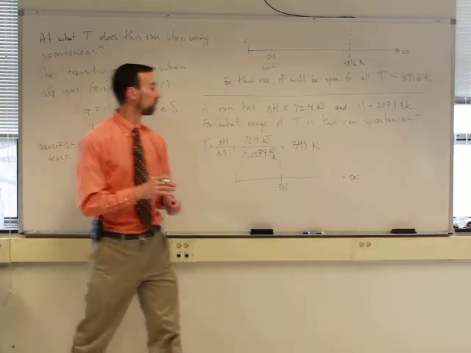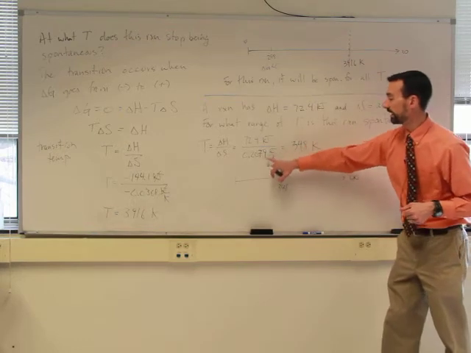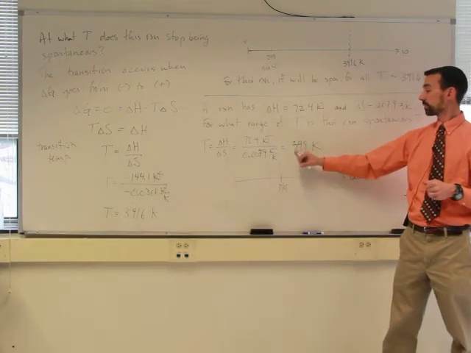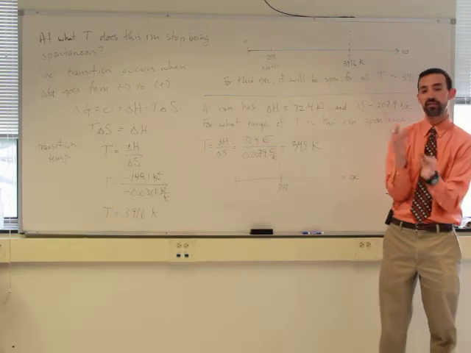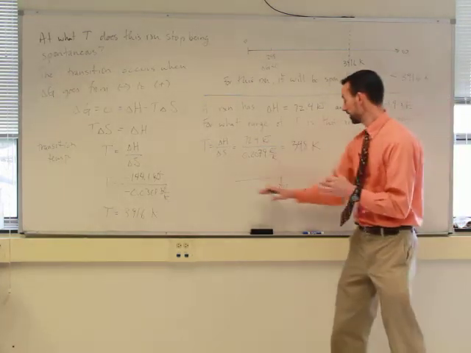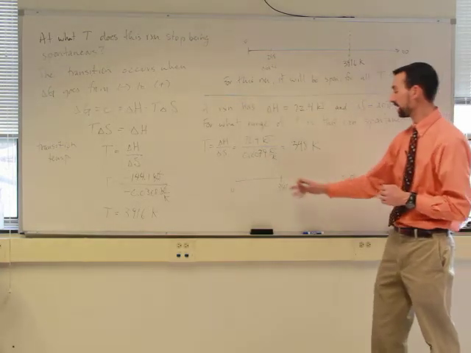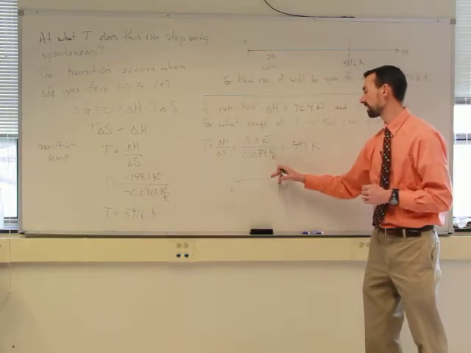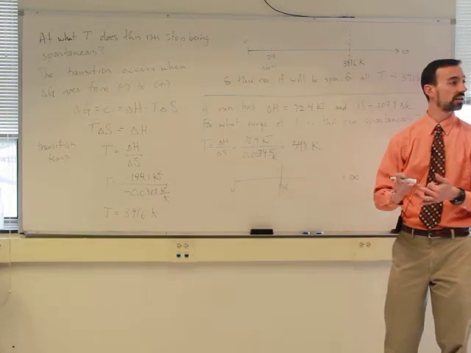Okay, so depending on where the video cut off, sorry, we divided delta H by delta S, 348. This is the temperature at which the behavior changes. So this number line here represents temperatures from 0 to infinity. 348 is a dividing line. Now we need a test on one side or the other.